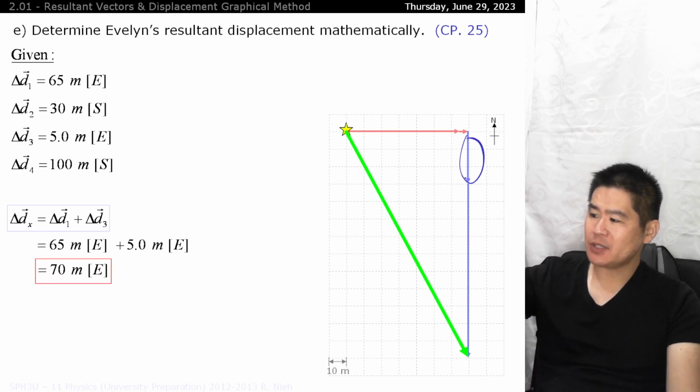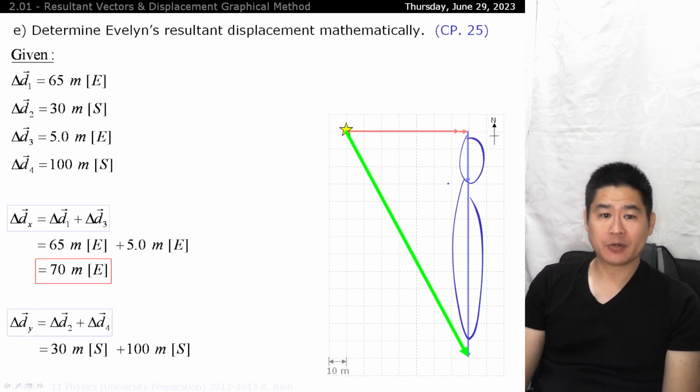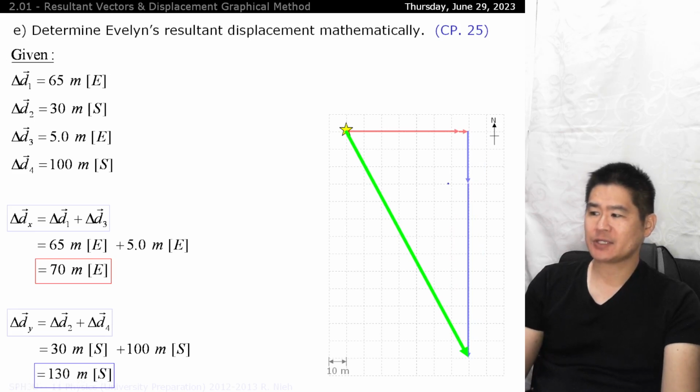Next, let's add up these two vectors together. So D2 and D4. 30 meters south plus 100 meters south will give you 130 meters towards the south. Excellent. Now we know the total length of the red and the blue.